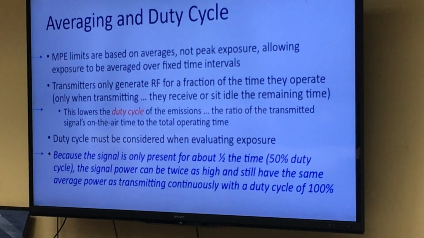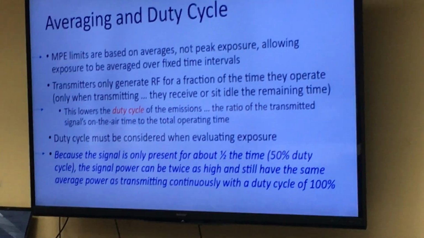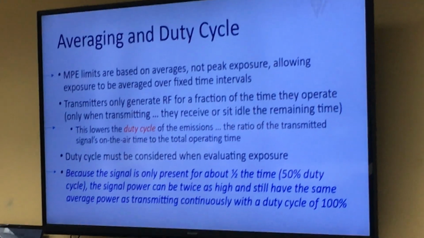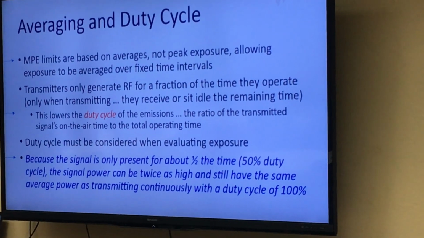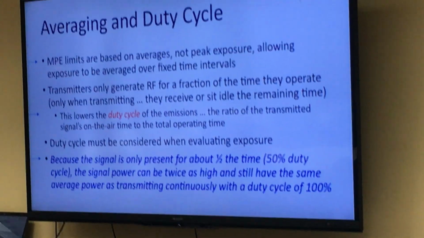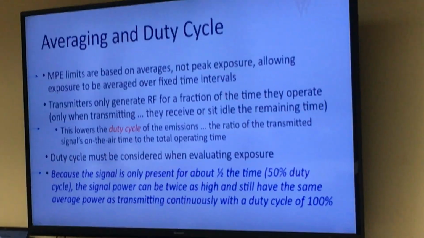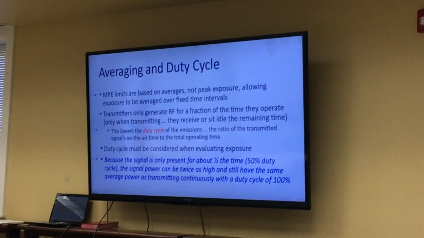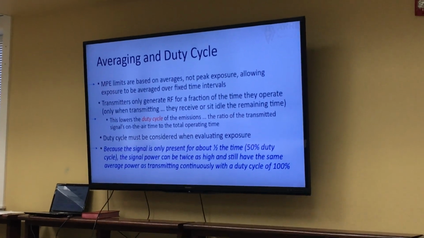Remember that the duty cycle on any given frequency is the time that you're transmitting over the total time the radio is on. So if your radio is on at a frequency for an hour and you're transmitting for 30 minutes, that duty cycle will be 50%, as an example.